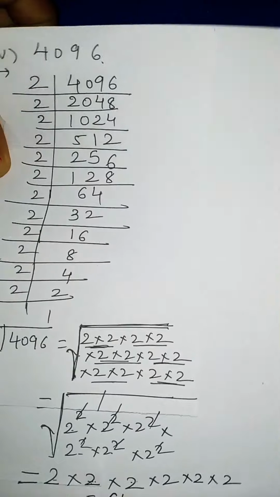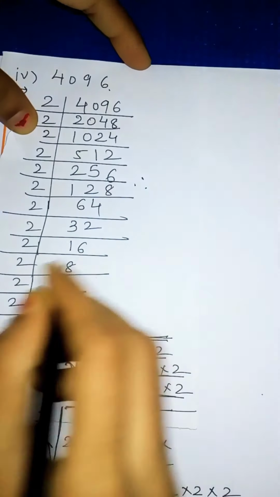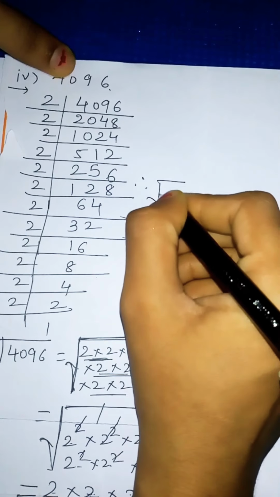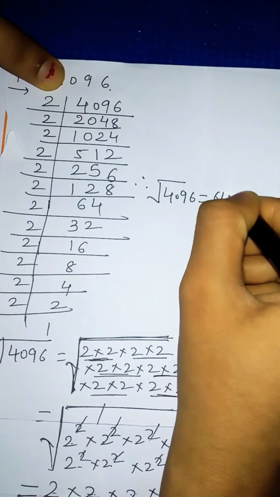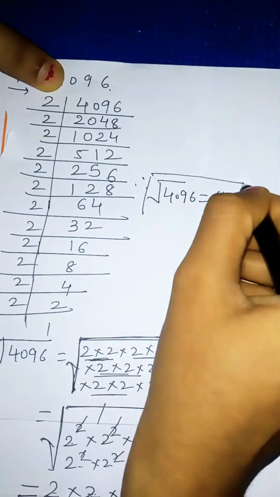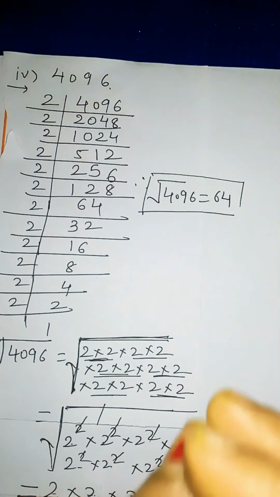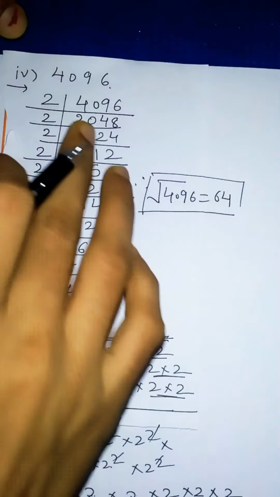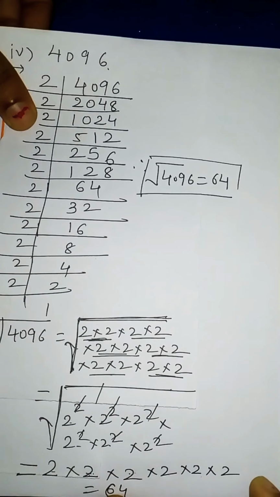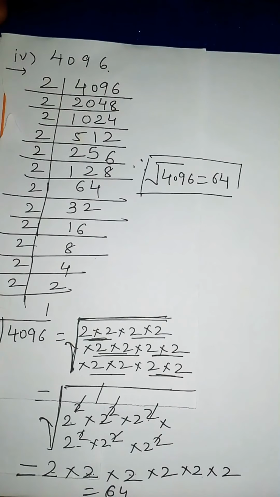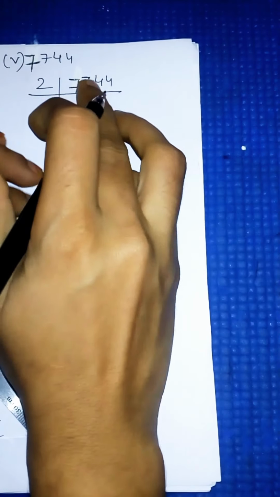Okay, so I am writing this side. Therefore, the square root of 4096 is 64. So if you multiply 64 2 times, you will get 4096. So this was the fourth sum. Hope you understood. Now we will see the fifth question, 7744.